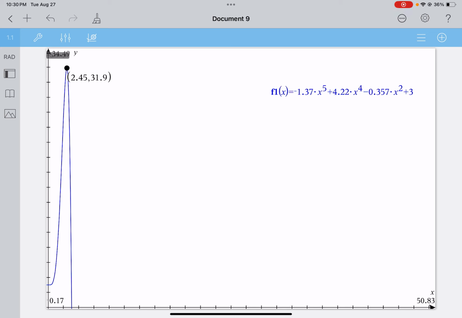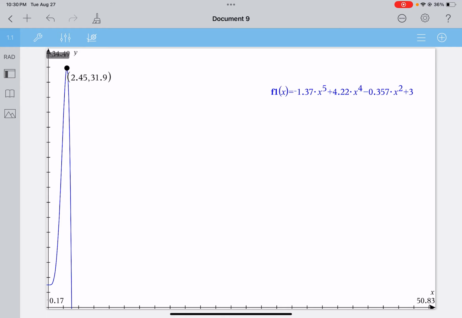So that means that the maximum, if you were to interpret it, that means that at about 2.5 hours, the maximum number of cars in the parking lot is 32 cars. It might be that there's only 32 parking spots in the parking lot, so maybe that's why there's only 32 cars in there. Something like that might be the reason why, but that doesn't really matter.